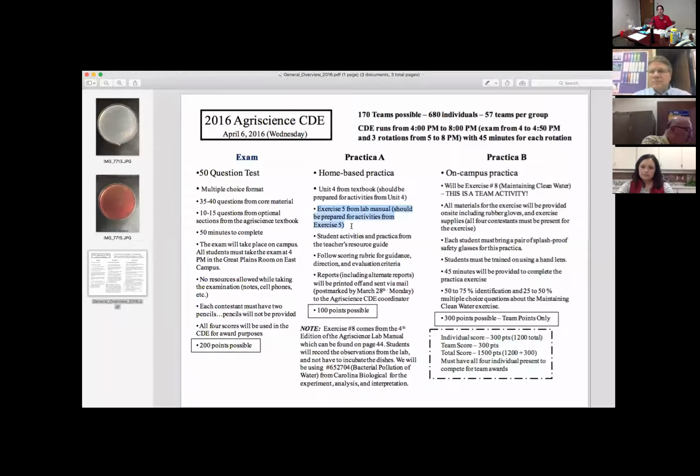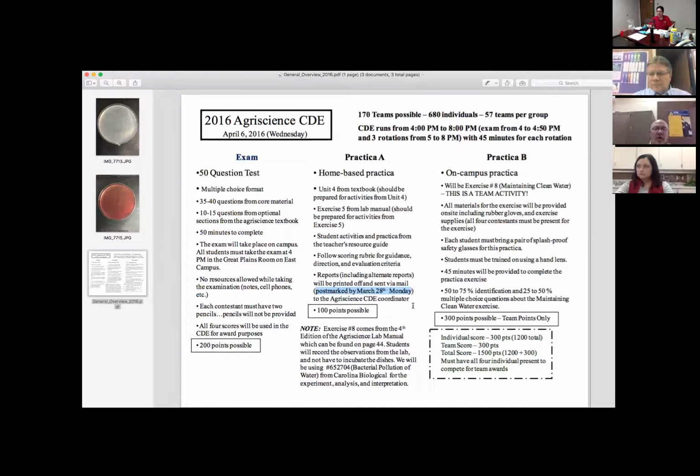It should be used in your classroom and in preparation for the career development event, but you are not submitting that. You are going to submit the career report postmarked to me by March 28th. That is the last day to postmark. That way we will get those back in plenty of time to grade them and have the scores for the actual event on April 6th.